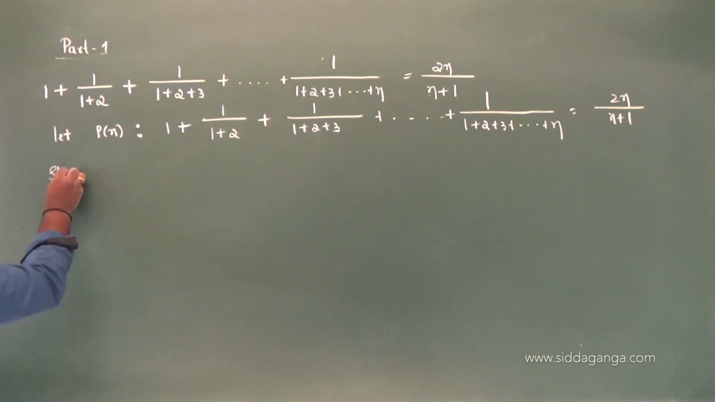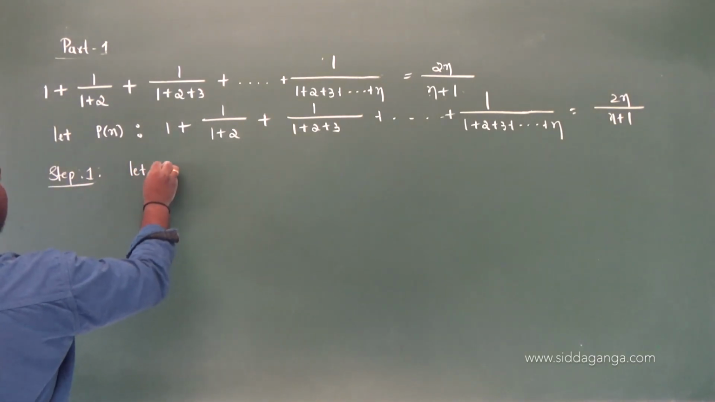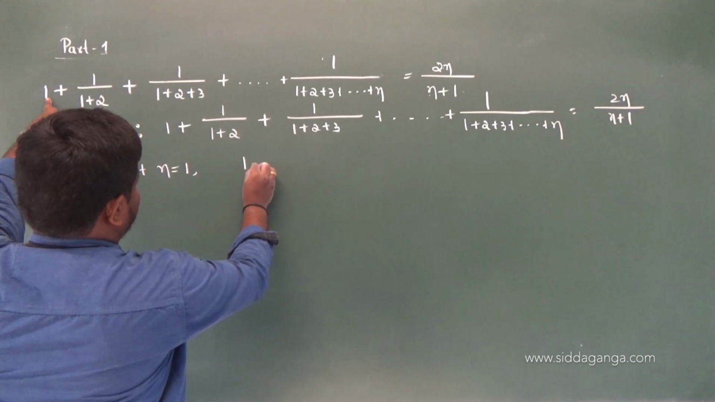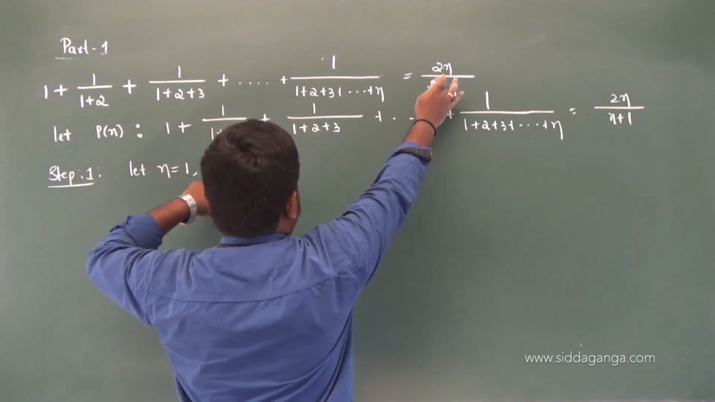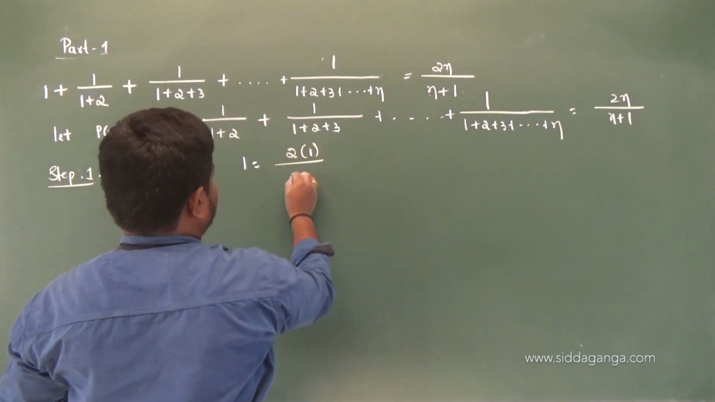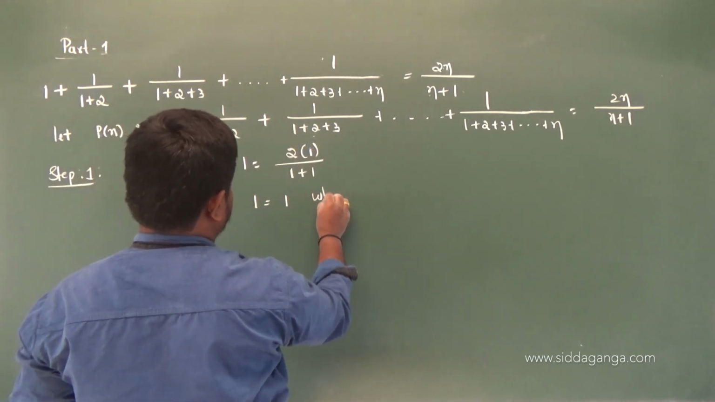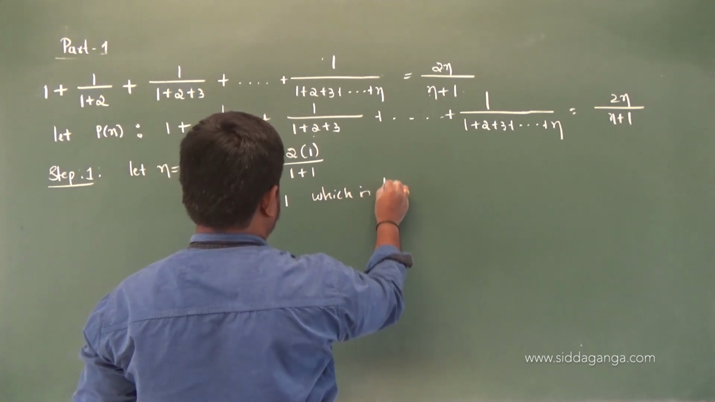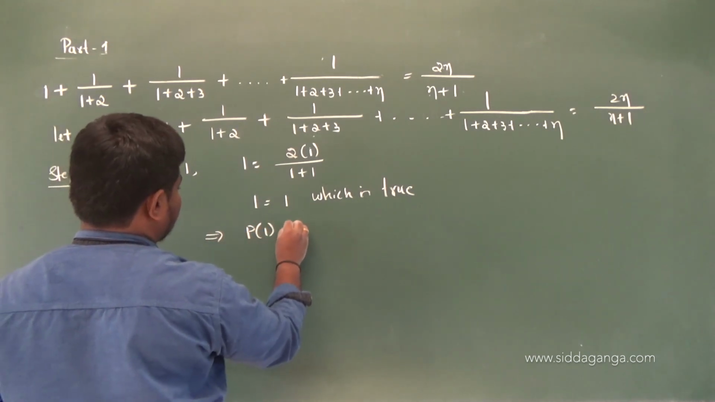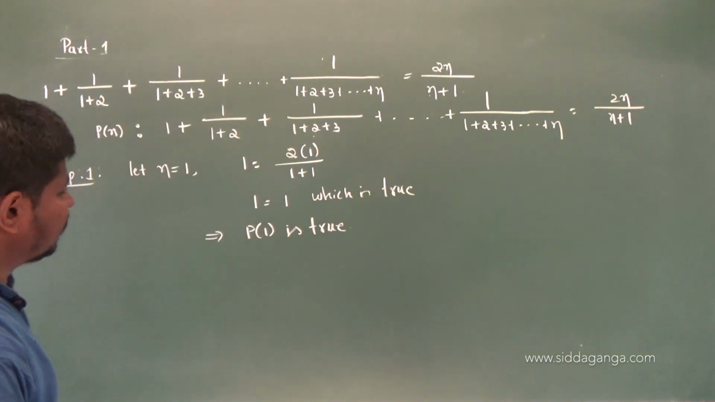Now, first step is what? Step 1. Let n is equal to 1. So the first term on the LHS is 1. In the RHS, replace n by 1, so 2 into 1 by 1 plus 1. We get 1 is equal to 2 by 2, the 2s get cancelled. 1 is equal to 1, which is true. This implies P of 1 is true. Hope you got it.